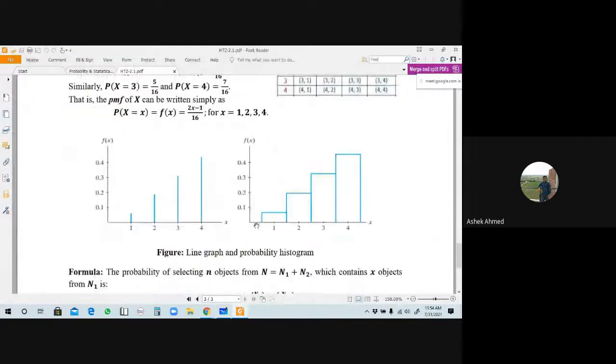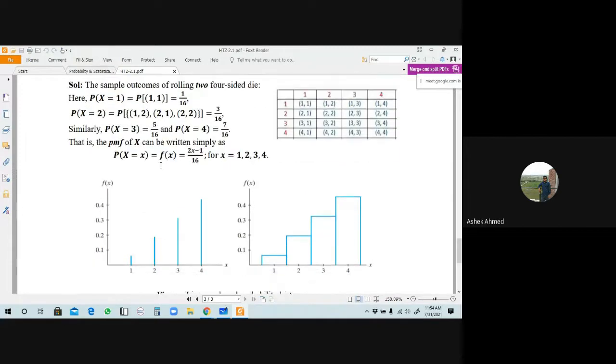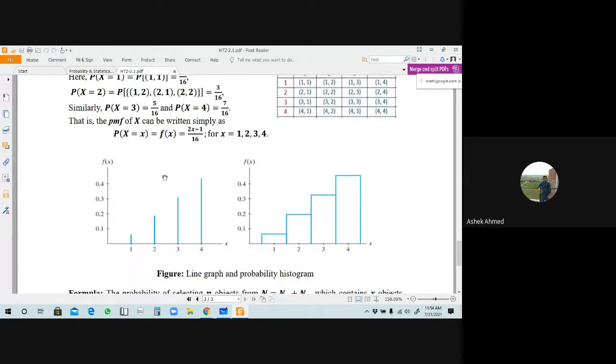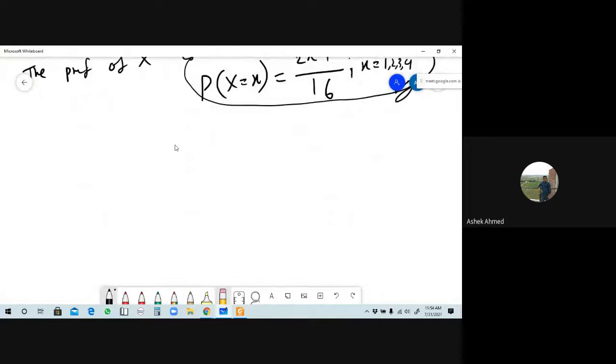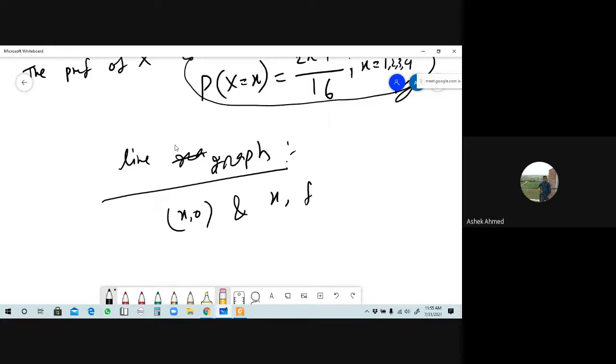Okay, I will discuss two graphs here. The first graph will be called line graph, and the second will be histogram. Histogram means histograph. First we will discuss the line graph. What do you mean by line graph? Line graph represents the joining of x comma 0 and x comma f of x plot.